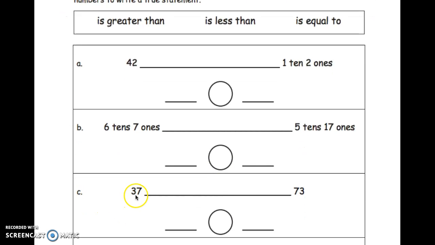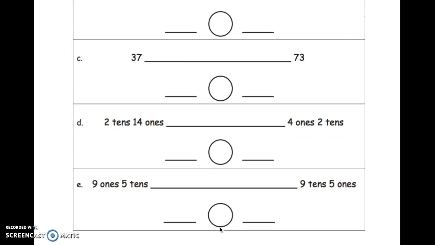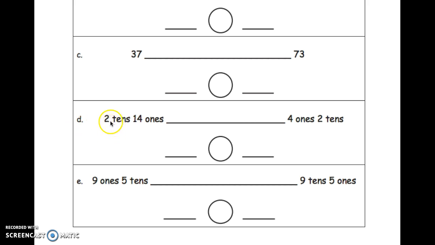Letter C, 37 is blank to 73. Use the words from the word bank to fill in to make it true. Then use these numbers to fill in on the lines and write the symbol that goes in between. Letter D, 2 tens, 14 ones is blank to 4 ones, 2 tens.